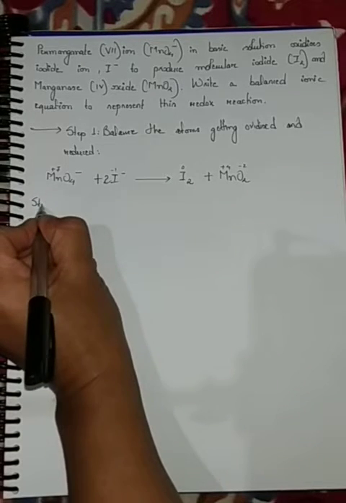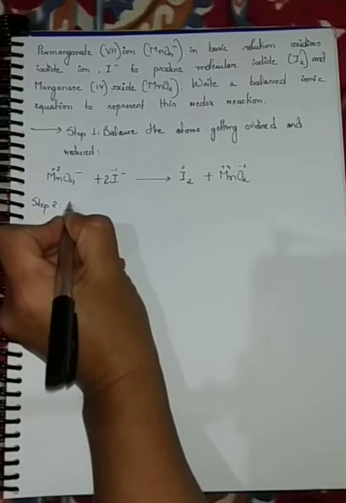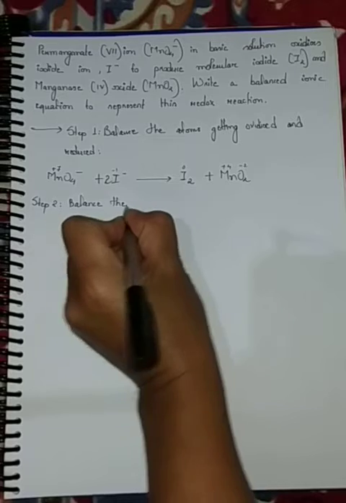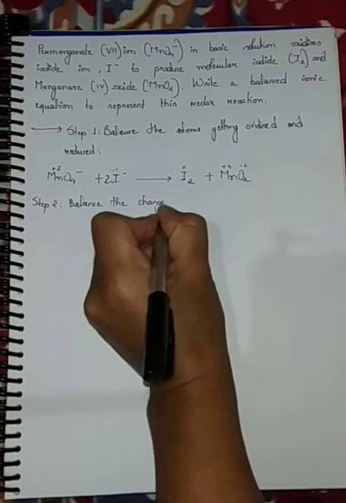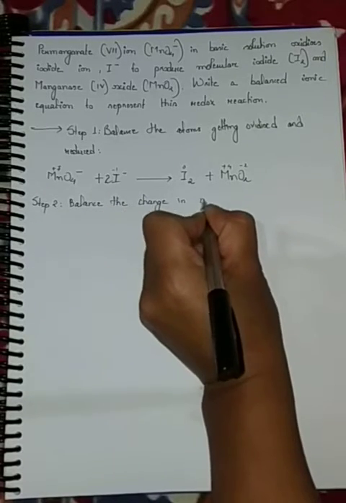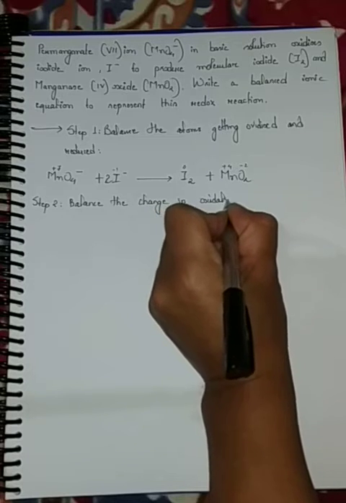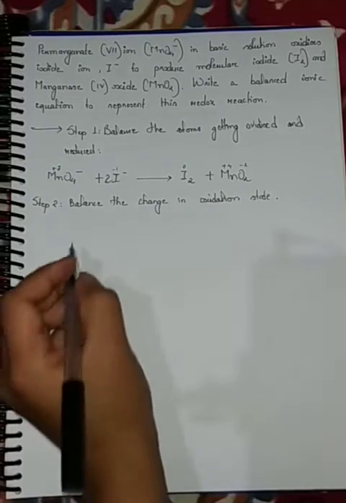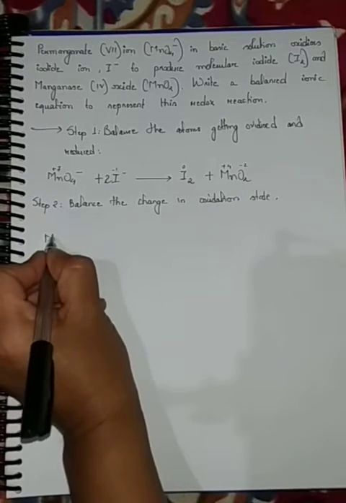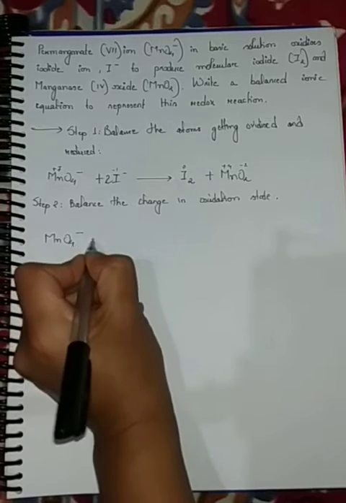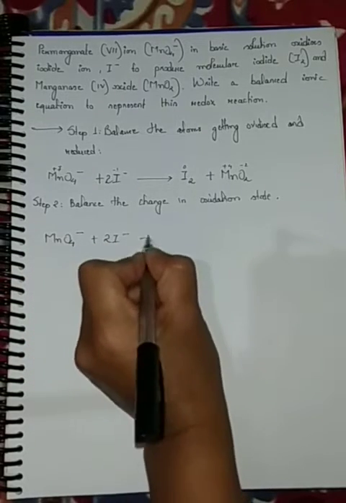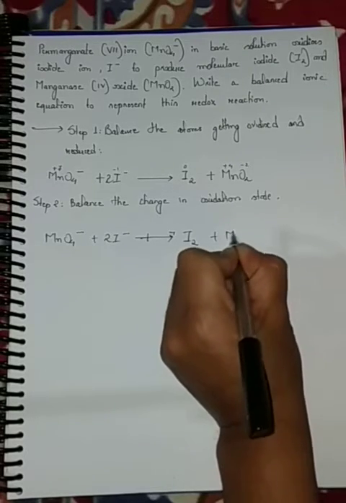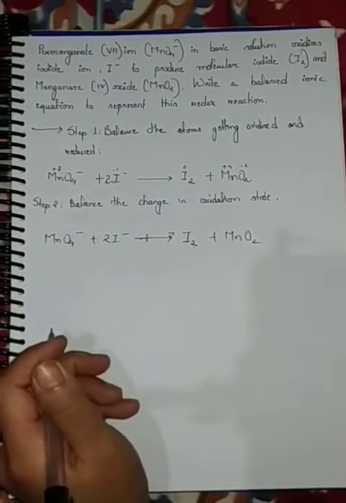Now step number 2, balance the change in oxidation state. Balance the change in oxidation state. Let me write our equation again: MnO4 minus plus 2I minus giving us I2 plus MnO2.